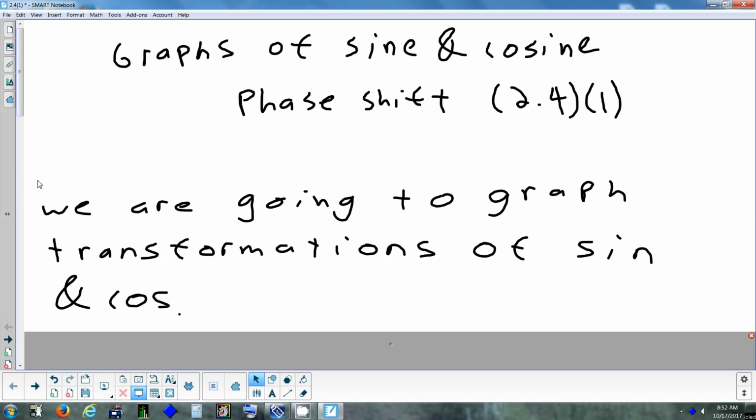Anybody else name another one we've studied? Besides sine, cosine, tangent? Yep. Yep, we did secant, we did cosecant, we did cotangent. Okay, we're only going to focus on sine and cosine.